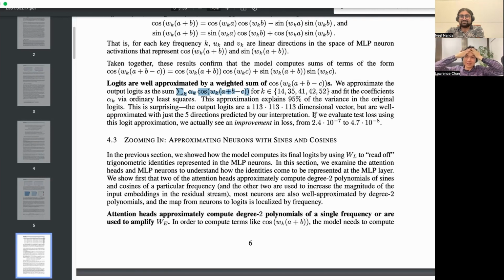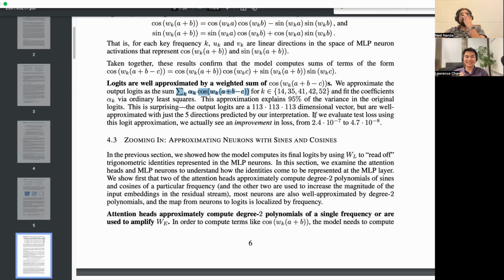I personally find this evidence the coolest. The fact that our neuron logit map we can approximate with 10 directions is kind of cool. But the fact that when you take each of these directions, you can read off the trig identities that the MLP layer is computing, I think this is pretty cool. I know Neil thinks this is less cool than I do, but I like table 1 a lot.